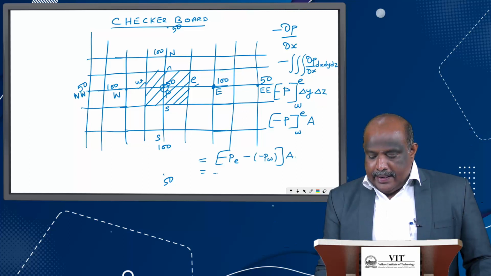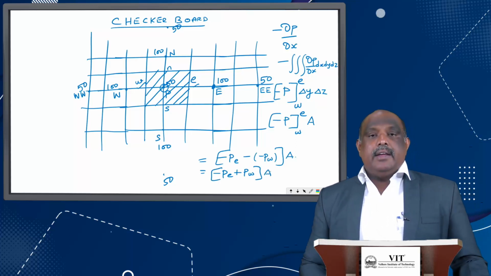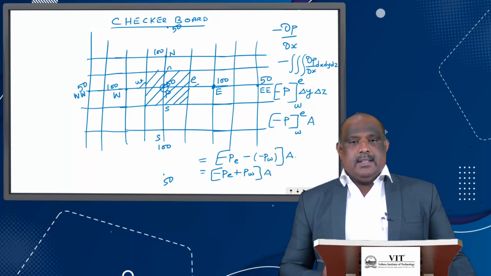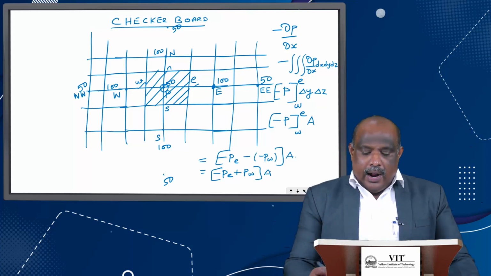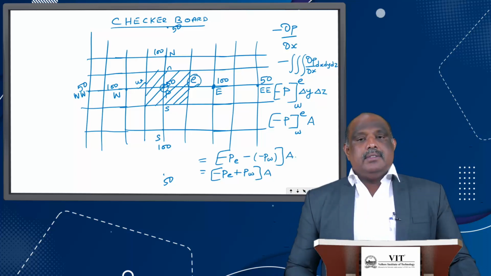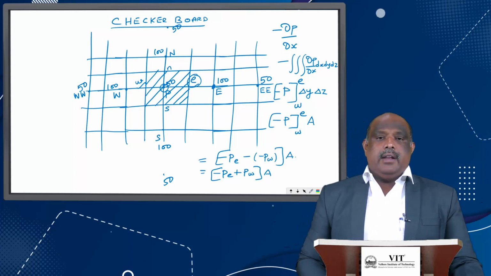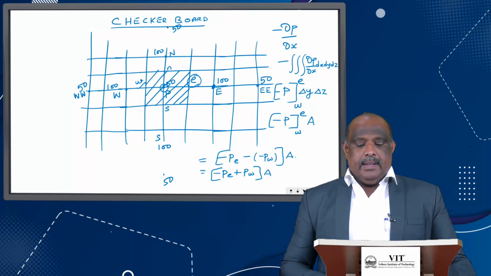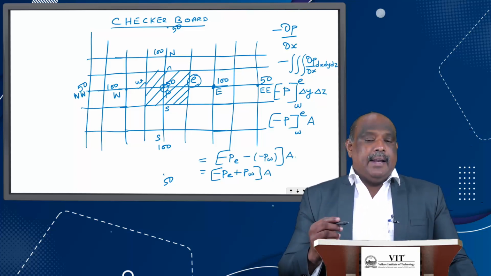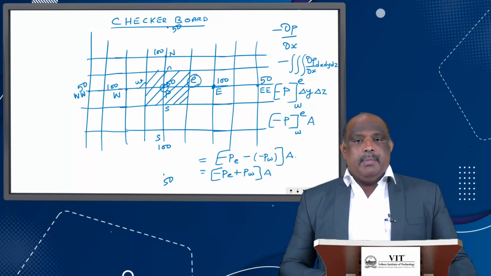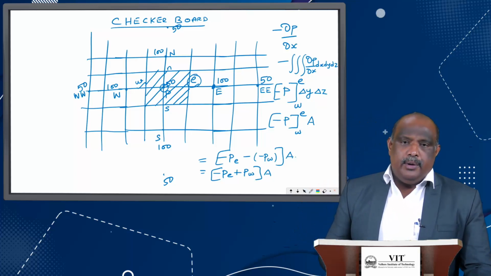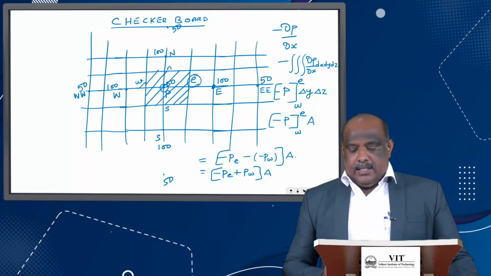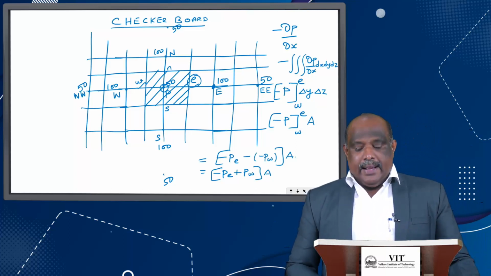So it is minus PE, minus of minus will become plus PW into A. Now the question is whether you know the pressure value at this eastern face. No, we are not aware of the value at the face. We know only the values at the nodal points, namely P, E, N, capital S and capital W. But we do not know the value at the faces. So we are not known about PE and PW.